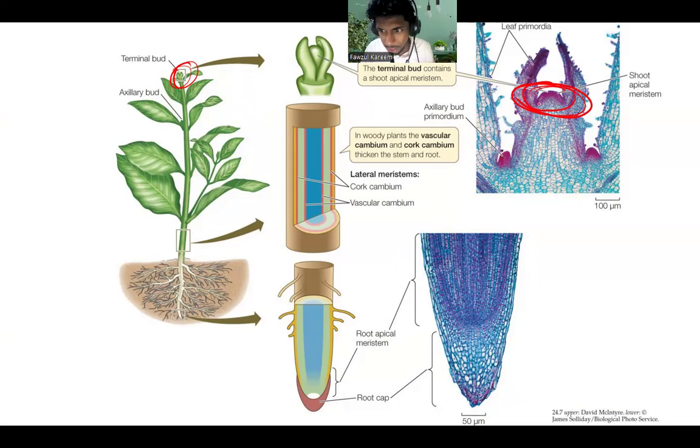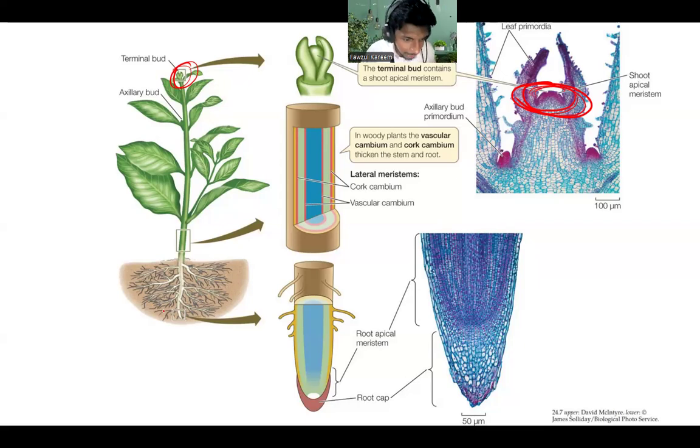Here we have the meristematic tissue, and what will happen? They will produce new cells. So then what will happen? If they produce new cells, what will happen to the height of the plant? The height of the plant will increase.